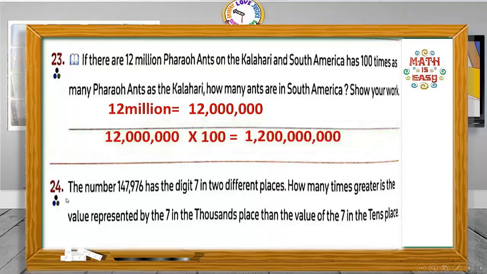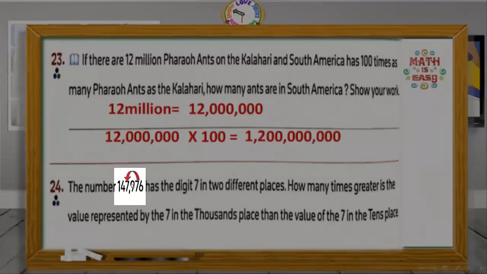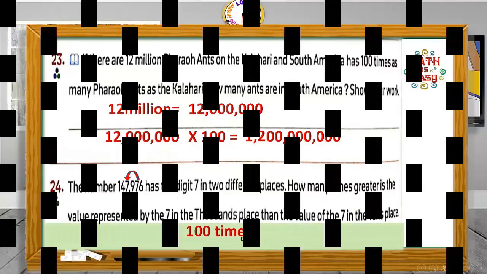Next one. 24. The number 147,976 has the digit 7 in 2 different places. We have 7 in 2 different places. How many times greater is the value represented by the 7? He asked you about the 7 in the tens place and the 7 in the thousands place. How many times greater? Look here, you stand here and count the number of places. You move 2 places. That means the 2 zeros. The answer will be 100 times.